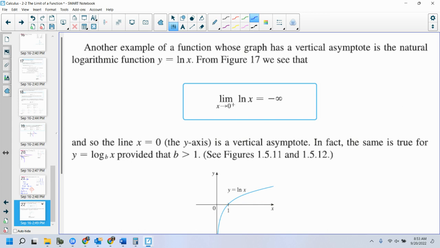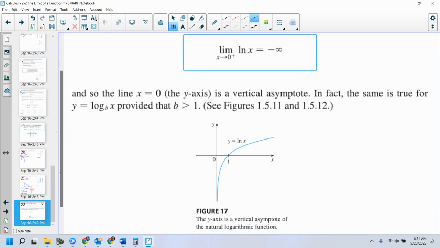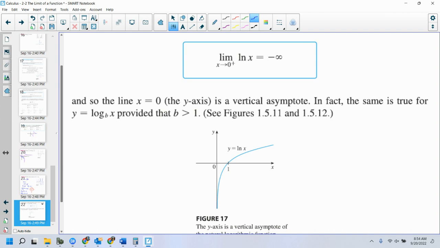And it doesn't exist because there is nothing on the left side of 0 for ln of x. If I tried to plug in a negative number for ln of x, that would not work. So that's why we have to make this distinction where we say the limit as x goes to 0 from the positive side of ln of x is negative infinity, which means that there's a negative vertical asymptote. When I say negative vertical asymptote, I mean it's going to dive down and only down at ln of x at 0.